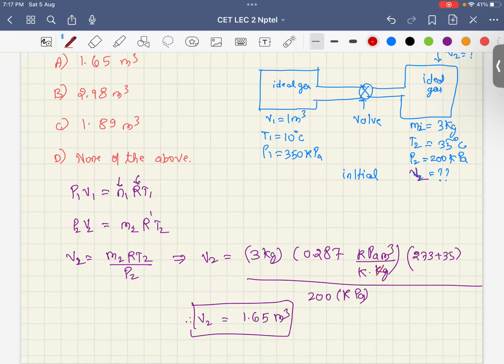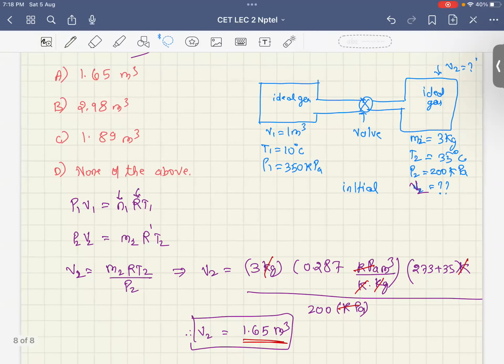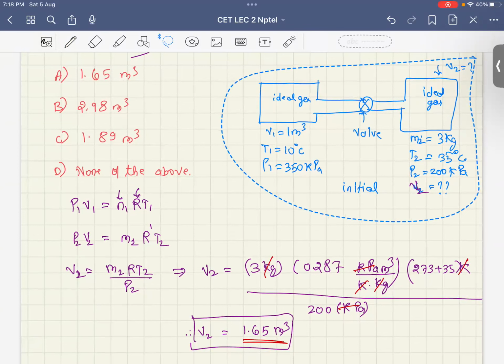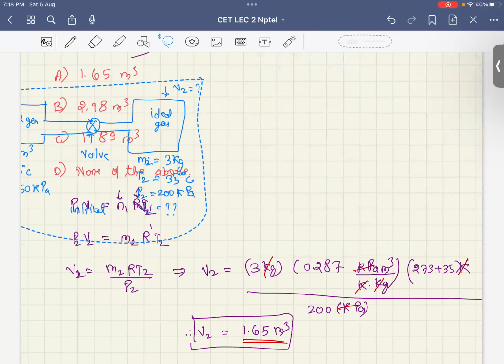Because here you see kg is going to get cancelled with kg, Kelvin is going to get cancelled with Kelvin, kPa is going to be cancelled with kPa. So what we are left with is meter cube. Anybody has any doubt? I'll give a couple of minutes. Okay. Now we'll move on to the next question.